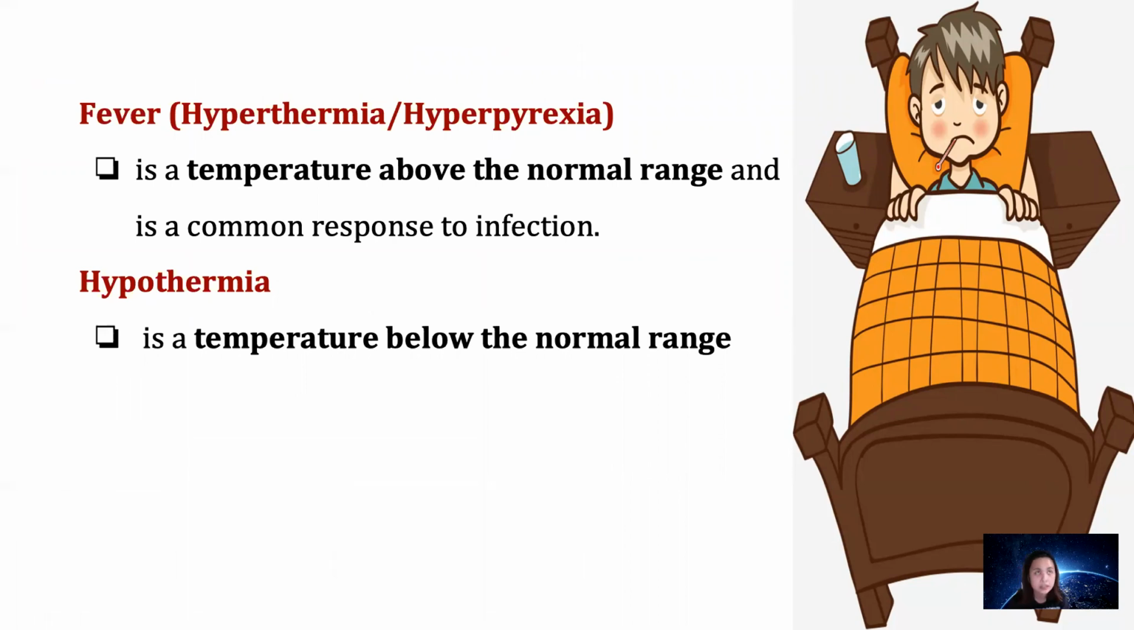So pag sinabi nating fever, ibig sabihin fever or hyperthermia. Hyper means high. Thermia is temperature. Hyperpyrexia also is another term. So it is a temperature above the normal range. Then hypothermia is the opposite. Hypo means low, so it will be temperature below the normal range. You can see hypothermia kung ang patient mo is nababad ng ilang oras sa water. So, pwede siyang magkaroon ng hypothermia.